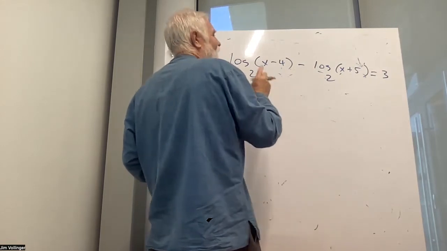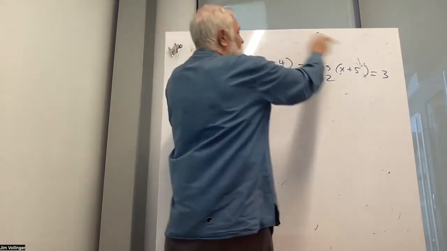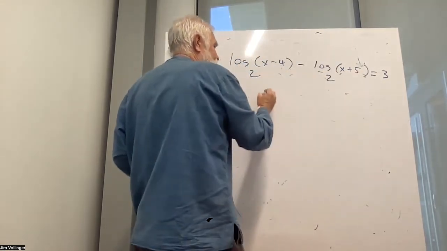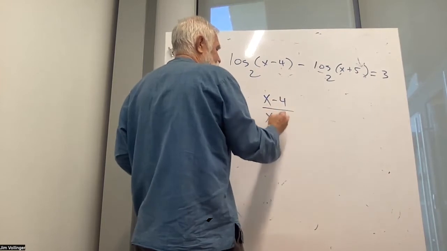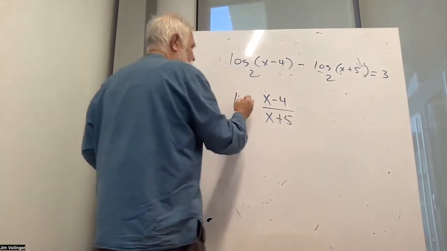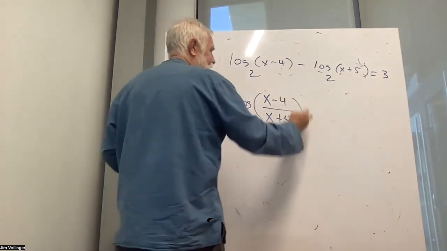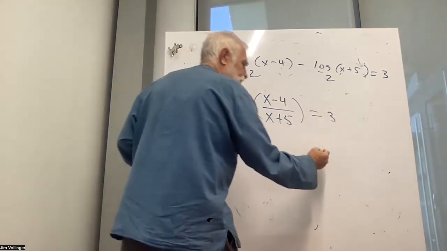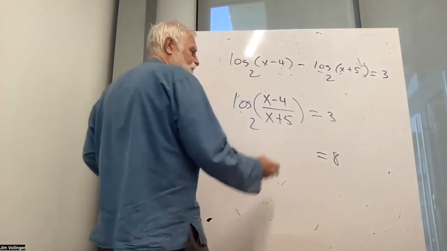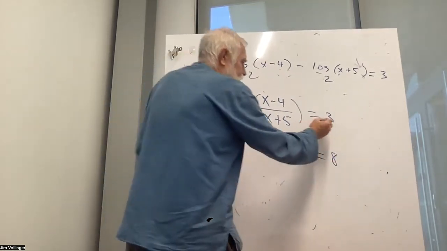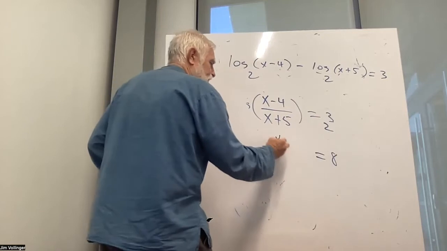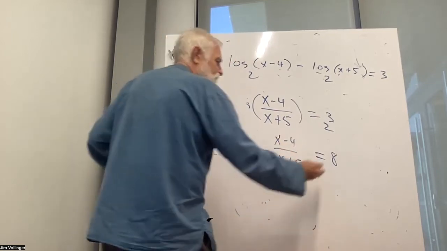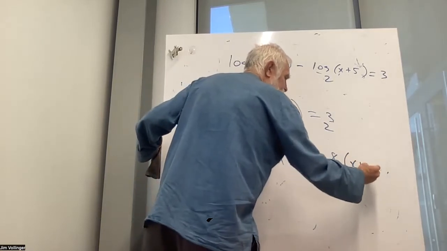All right, so if addition was multiplication, intuitively, I hope you realize that subtraction is division. So as a single logarithm, I could have written that. Now, how do we solve that? 2 to the 3 is 8. So I can move this 2 to the other side and put it there. And now I have x minus 4 over x plus 5. Division by x plus 5 becomes multiplication by x plus 5.